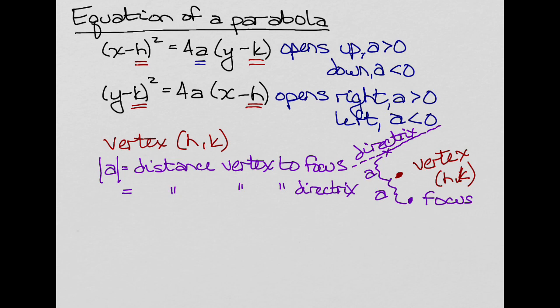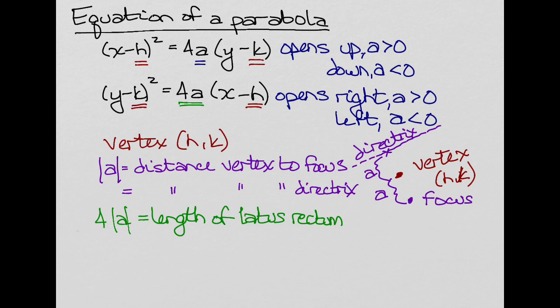And we're not done with a yet. You notice in the equation what we see is 4a. 4a, and again that's 4 times the absolute value of a because we're talking distance here, is the length of the latus rectum, is the technical term. Seems like a muscle or something, doesn't it? But it's not. It's just a segment. We can also regard this as the width of the parabola through the focus.